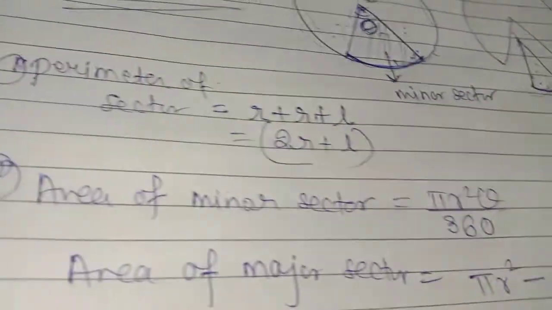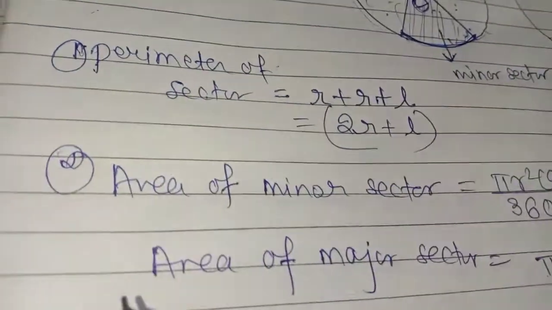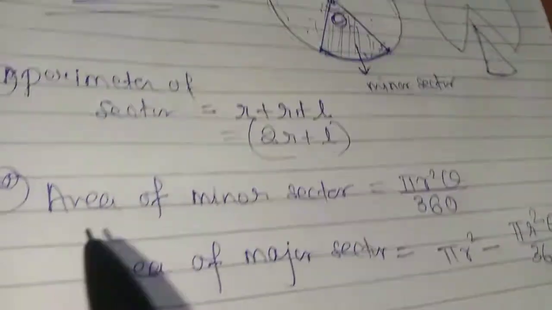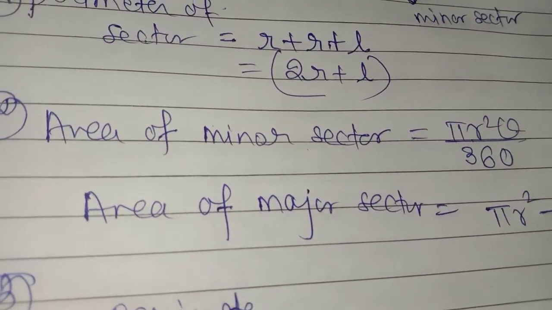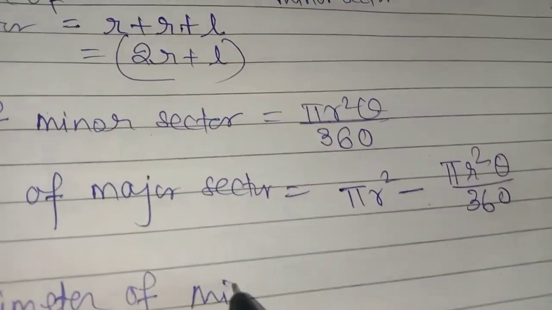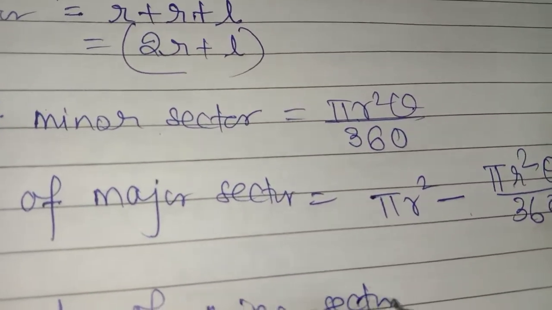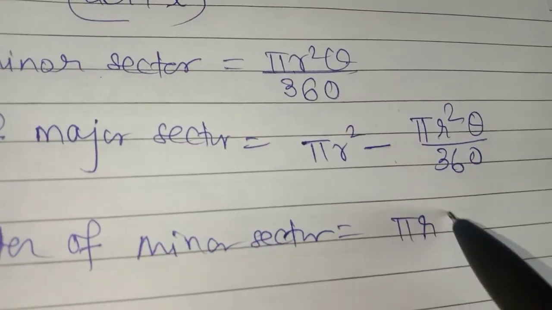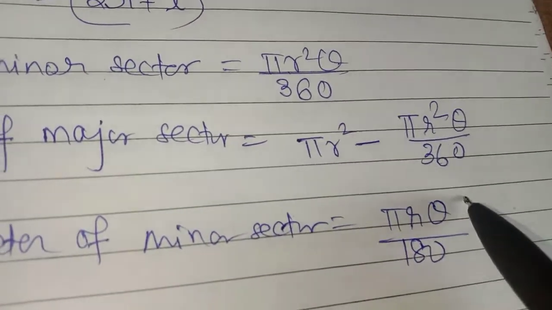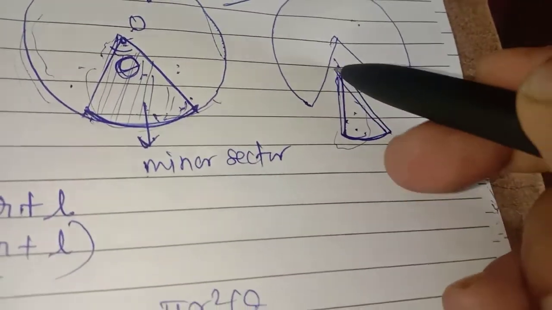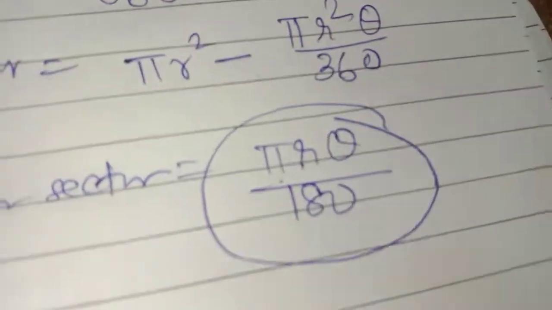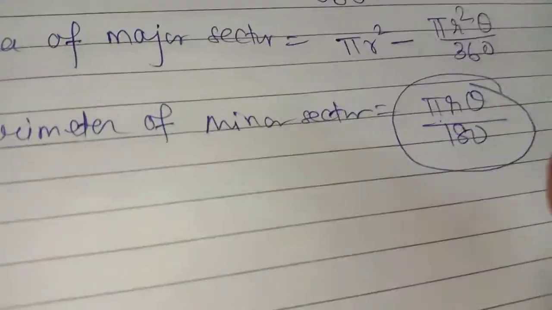Now let's have the perimeter of the sector, that is, the length of the arc. The perimeter of the minor sector will be pi r theta upon 180. Remember this formula, very important. After area, suppose you have to find the length of the boundary like this. So it is pi r theta upon 180. Very, very important formula. You have to keep it in mind.